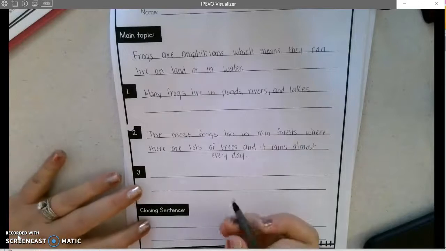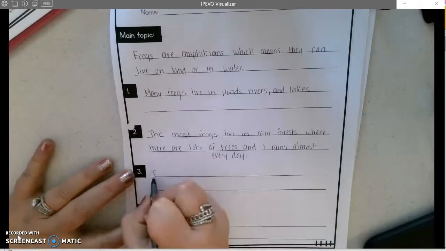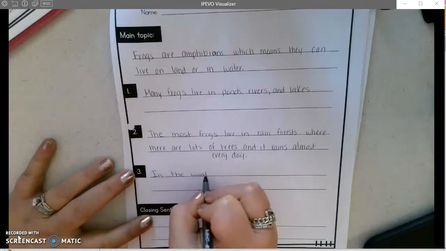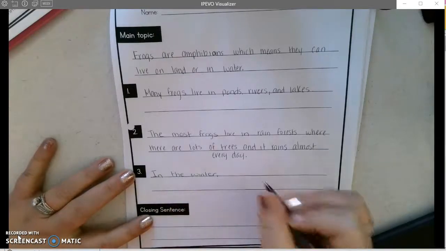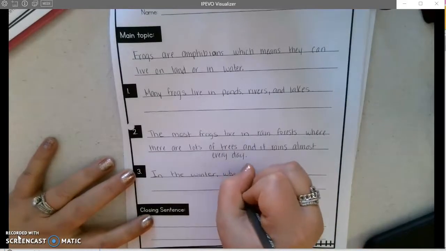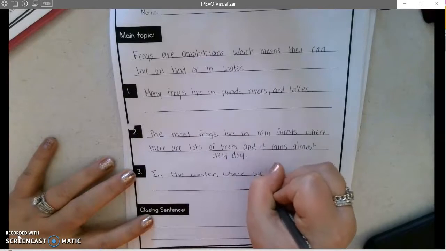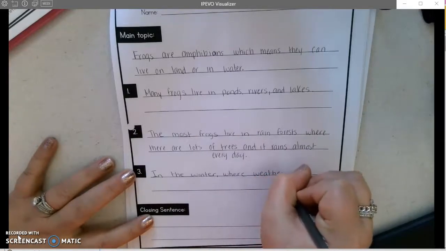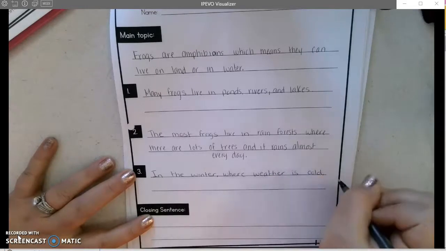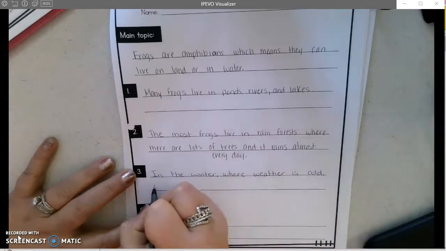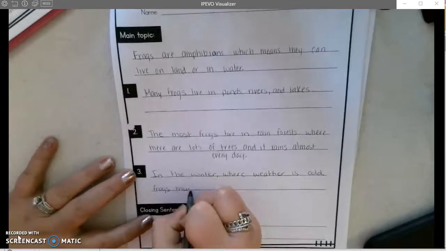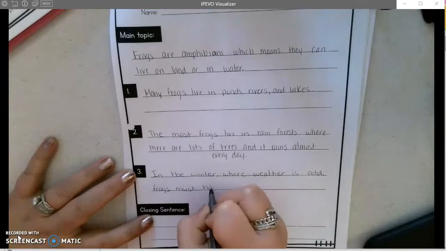In the winter, this is my third fact. In the winter, because you know it gets colder. In the winter, where weather is cold, like here, this is why I'm looking here, frogs must hibernate.